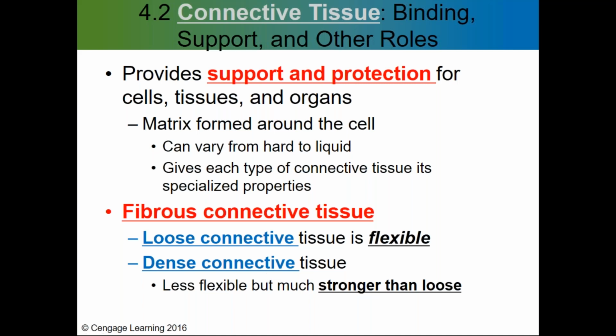A tendon will connect a muscle to a bone, and a ligament will connect bone to bone and help it to stay together. So it is stronger than the loose connective tissue. Loose connective tissue, we think of it being flexible.